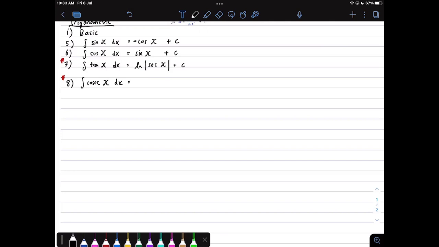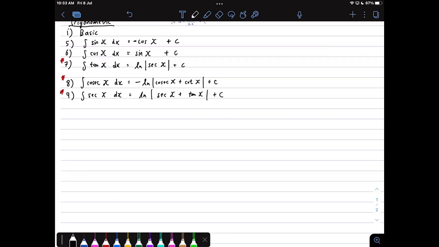Integrate cosecant, you get negative ln of the modulus of cosecant x plus cotangent x, plus c. Number 9, also asterisk, will be not cosecant, now it's the integral of secant x dx. In this case, it will be ln of modulus of secant x plus tangent x, plus c.